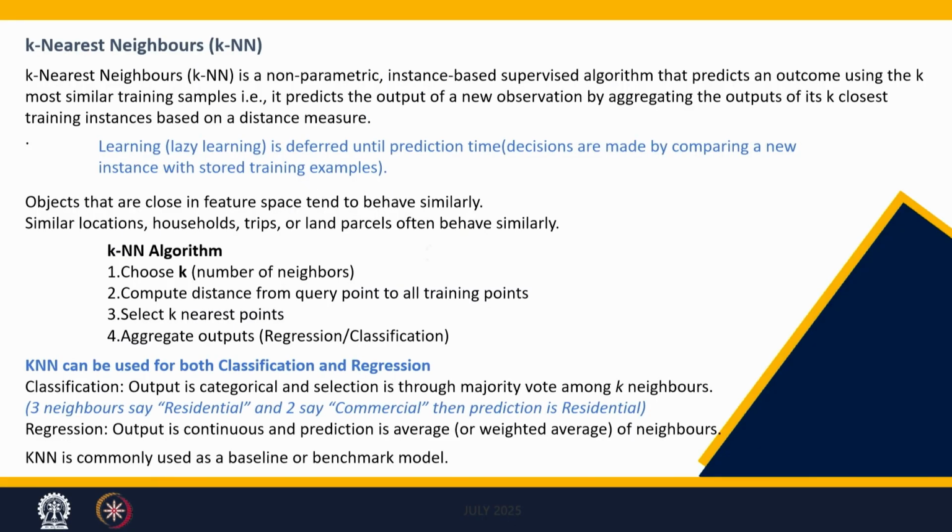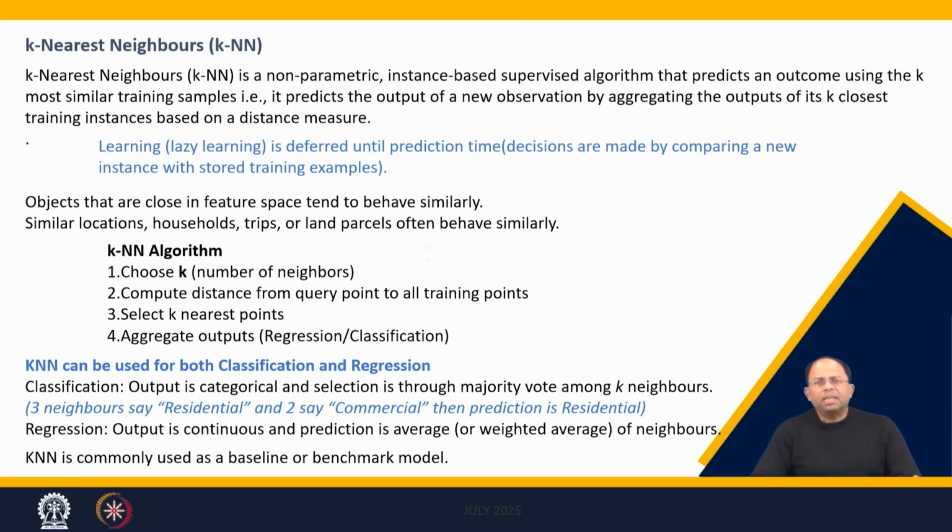So KNN is a non-parametric, instance-based, supervised algorithm, and this predicts an outcome using the k most similar training samples. That is, it predicts the output of a new observation by aggregating the outputs of its k closest training instances based on a distance measure.